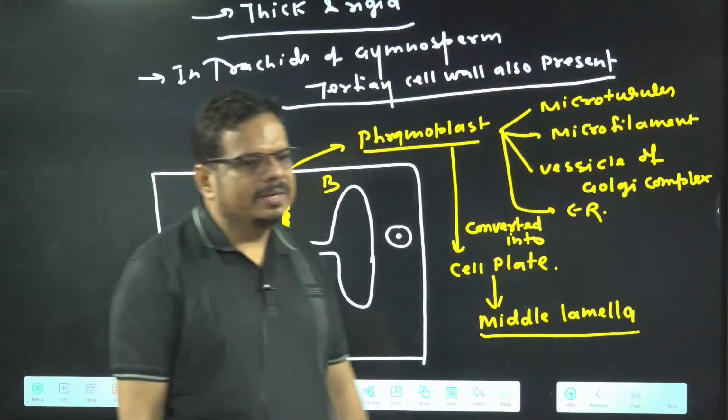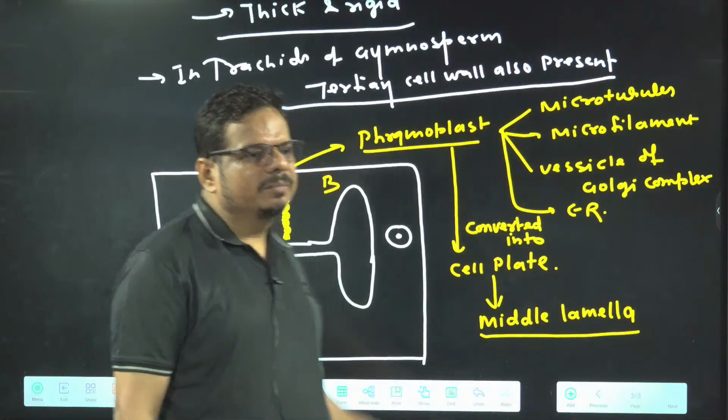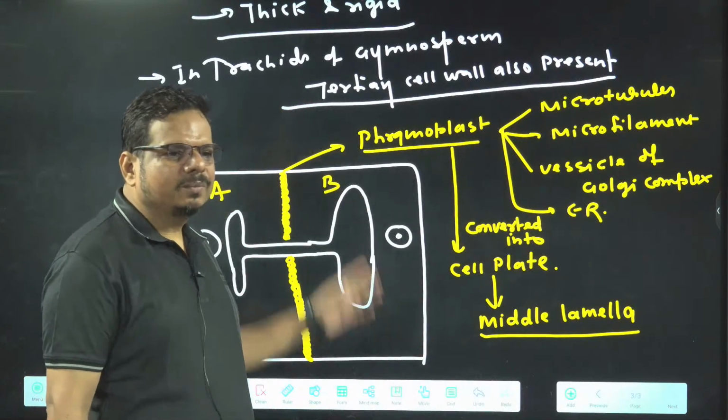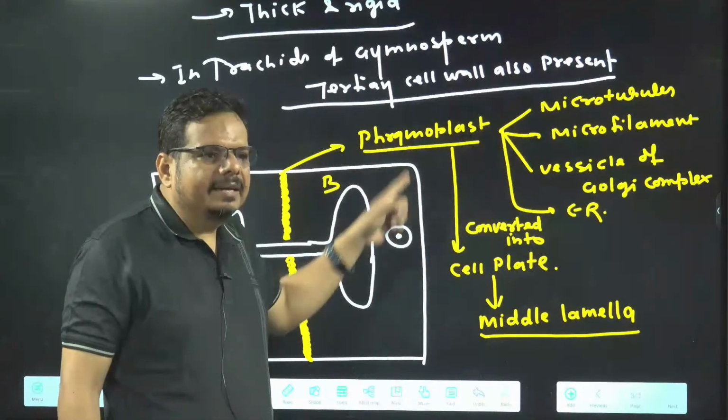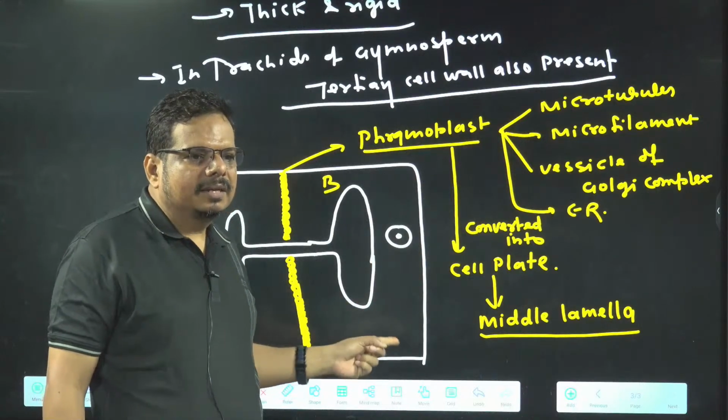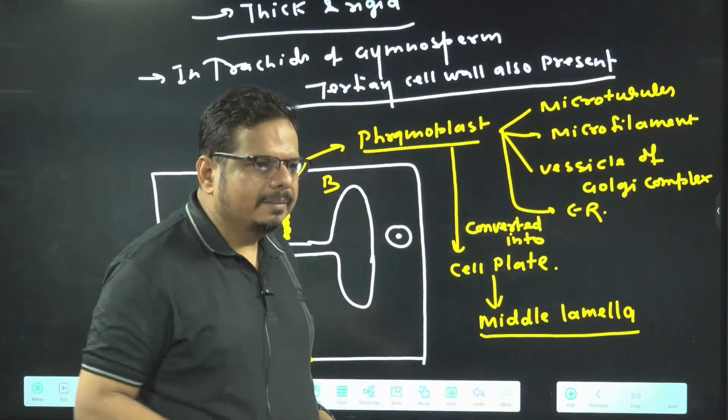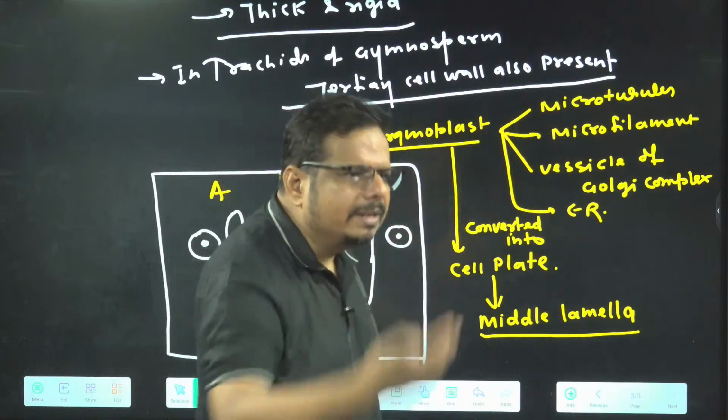So the entire journey, did you understand here or not? Is it clear how the middle lamella is forming? First phragmoplast formed by these four components, then it converted into cell plate. Now it converted into which one? Middle lamella. Middle lamella is formed from cell plate only.